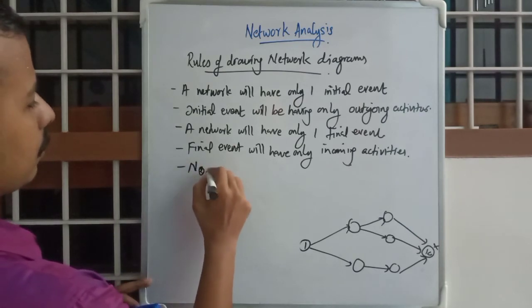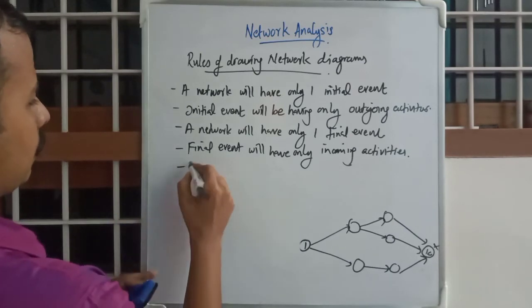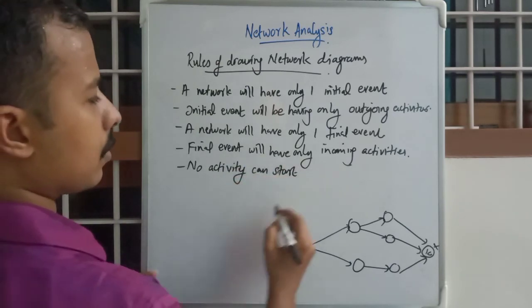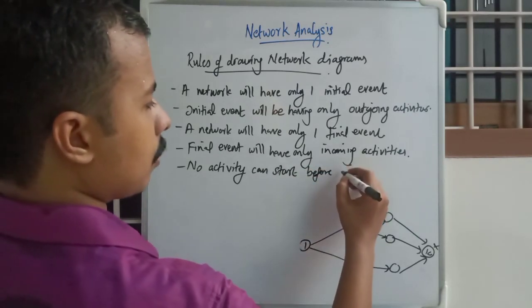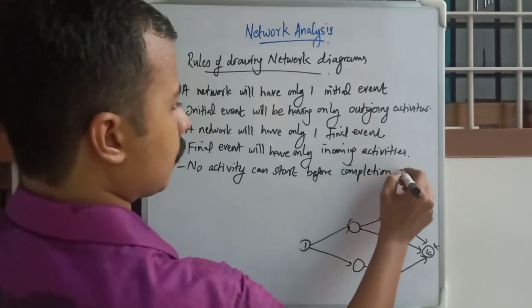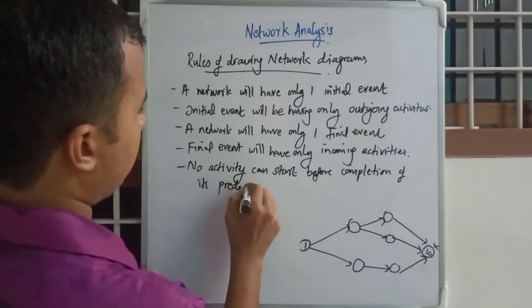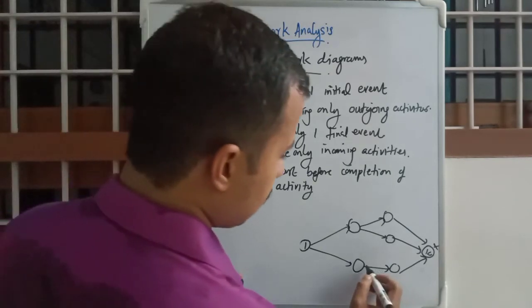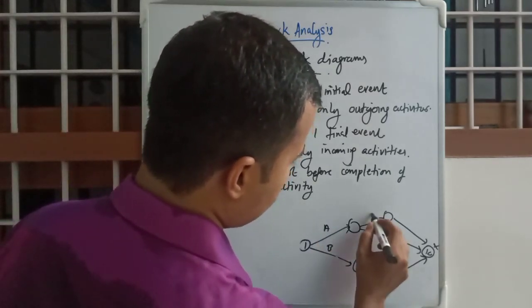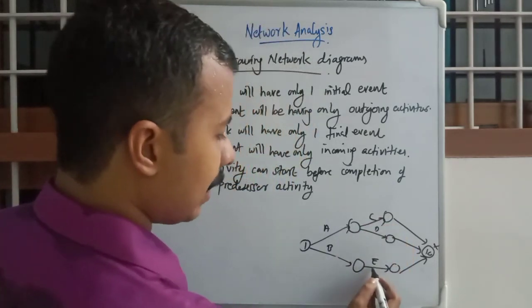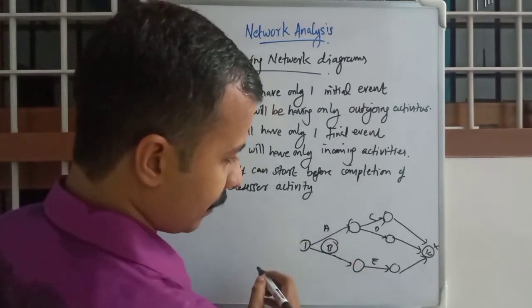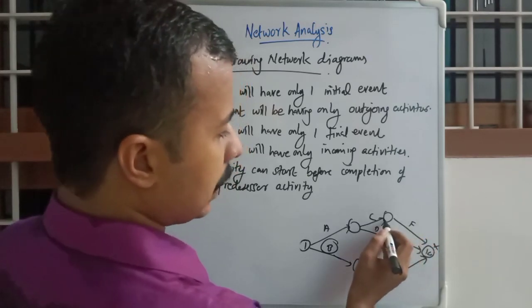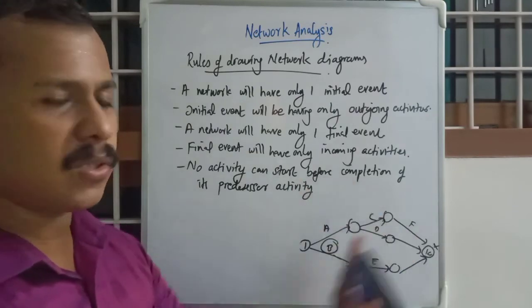And next one, no activity can start before completion of its predecessor activity. Okay, so as we had discussed earlier, suppose this is A, B, C, D, E. Activity E cannot be started before completion of B, and C and D then cannot start without completion of A. And suppose this is F, it cannot start without completion of C. That is the logic behind this network diagram. That is why we draw this.